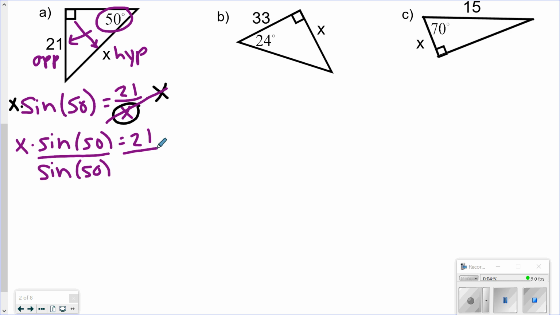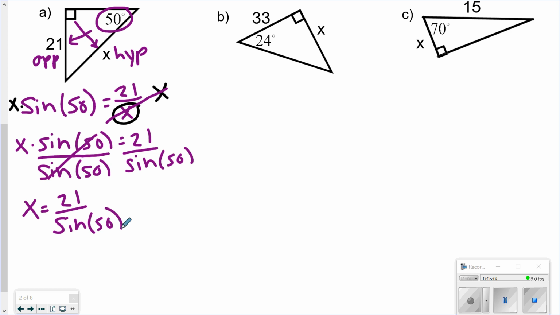So I'm going to do 21 divided by sine of 50 as well. So those cancel, and that leaves me with x is equal to 21 divided by sine of 50. And if I plug this right into my calculator, 21 divided by sine of 50, we get approximately 27.41. Now tomorrow on the quiz, I will tell you exactly where to round to.